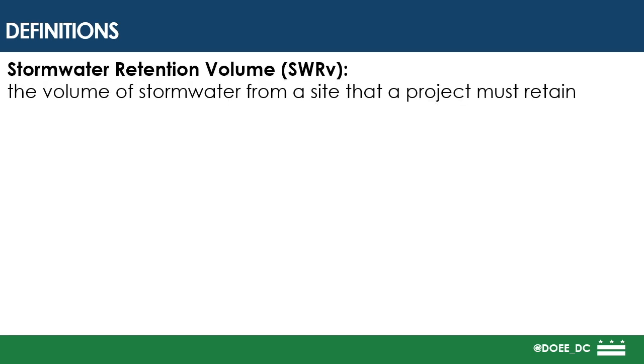Let's establish a couple of definitions that are critical to understand if you have a regulated project. First, the Stormwater Retention Volume, or SWRV. This is the volume of stormwater that must be retained for a regulated project. In a previous video, we talked about the 1.2 and 0.8-inch storm retention requirements, and these 1.2 and 0.8-inch requirements are those projects' stormwater retention volumes.